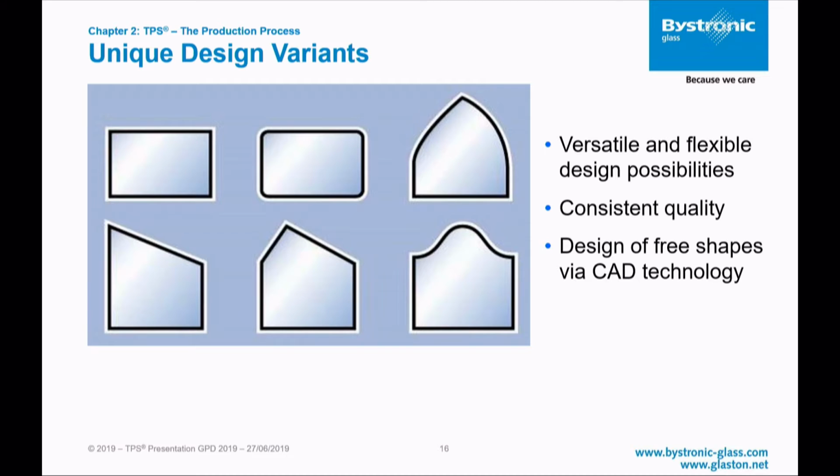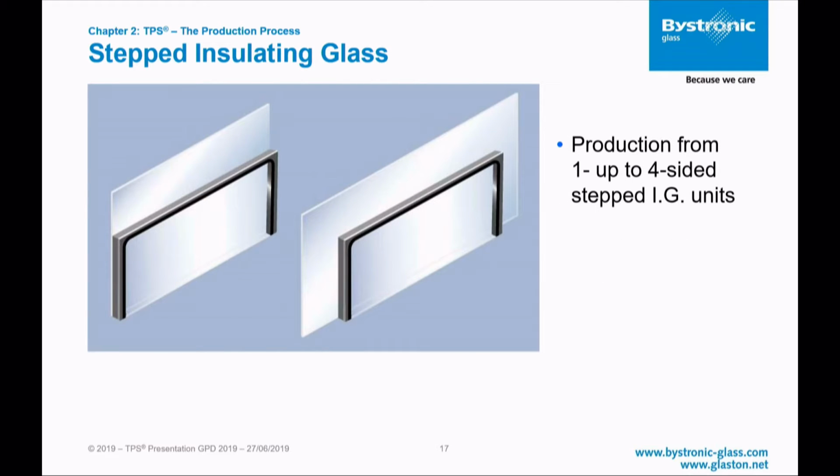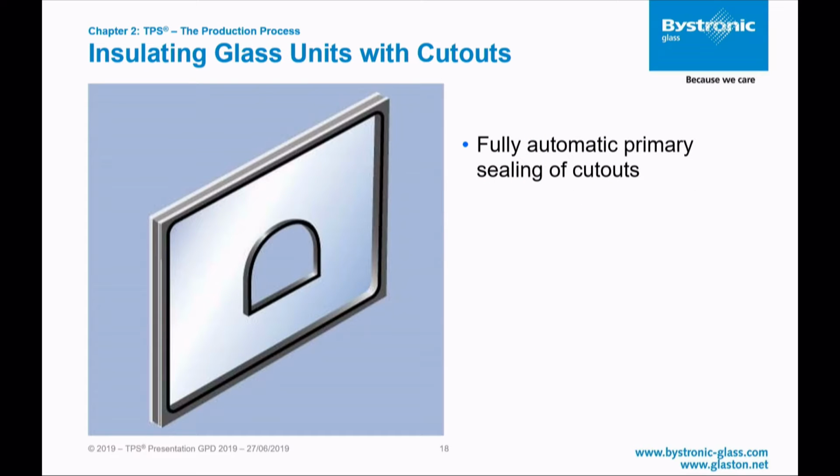On this slide, let me show you some samples of what you can produce with a TPS. You've got a very big field of what you can produce, different shapes. There's nearly no limit for the shapes. Also for structural glazing, a three- or four-sided step unit can be produced, and also some very special glasses are possible with it.